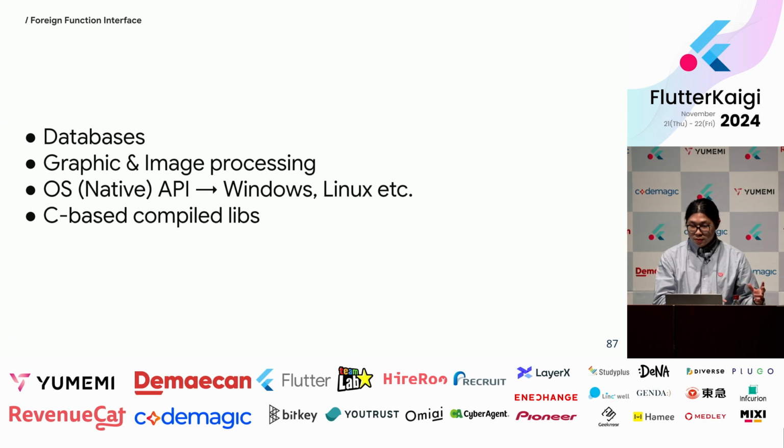As I mentioned before, sometimes we really need to interact with C libraries. For example, when you're working with databases, image processing, or graphic text, you can use FFI to directly call native code and libraries. This really helps with performance optimization and gives you access to many features.